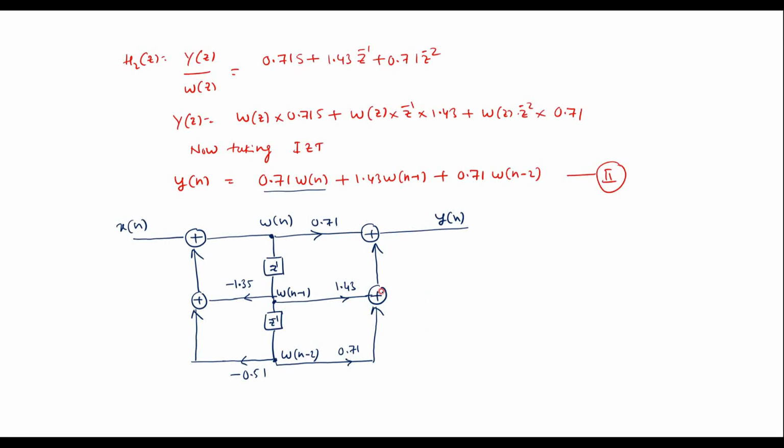So this is the direct form 2 structure for the designed digital filter H(z).